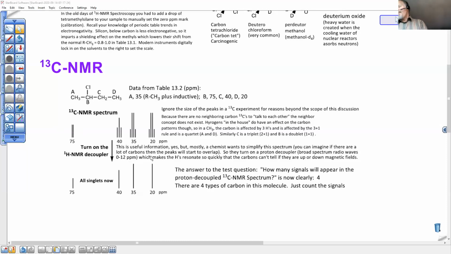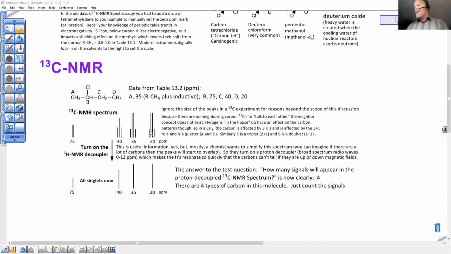I'll just talk about this peak at 20. D is at 20, don't even worry about why. Why is it a quartet? Well, there's 3 H's living at home on that C. Each one of them's a magnet. 3 plus 1 is 4, quartet.